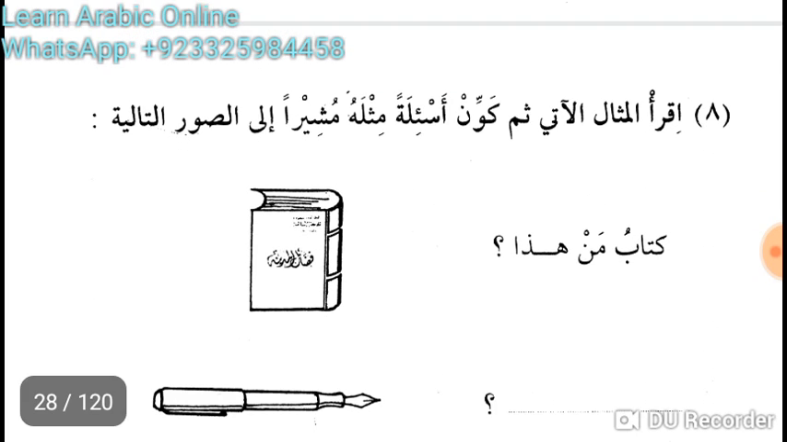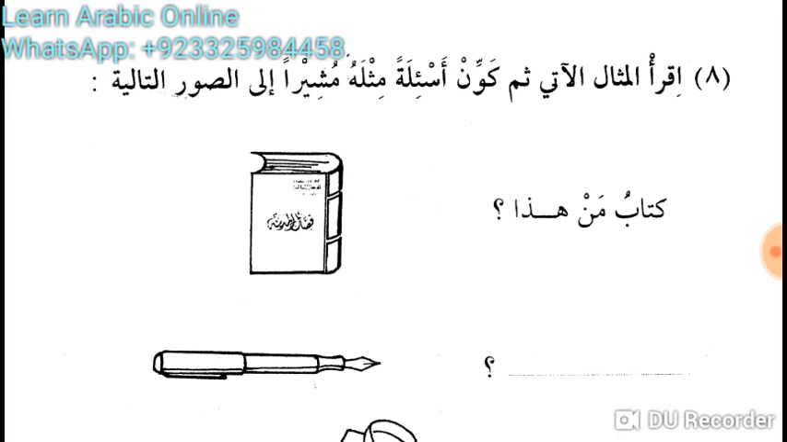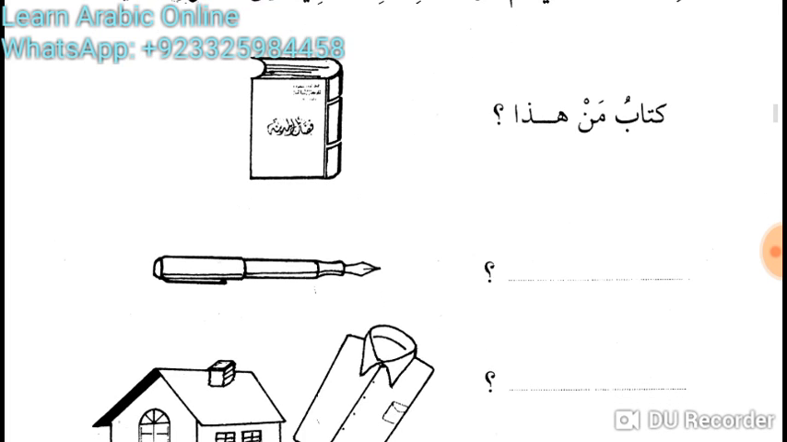Then we have the question. Iqra al masal al ati. Read the following example. Thumma kawin asilatan, then make questions like it, mushiran ila suwar al taliya, pointing toward the following pictures. So we have to make questions according to the picture. For example, we have a picture of a book. We say kitabu man hadha, whose book is this? So just make questions like this. Kalamu man hadha. The mudaf always has dhamma.